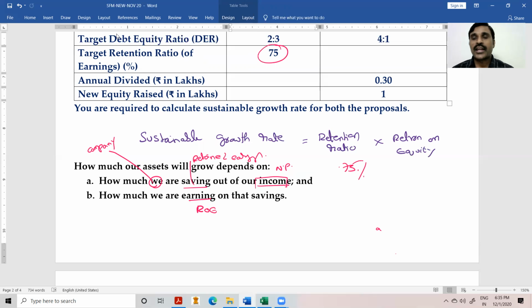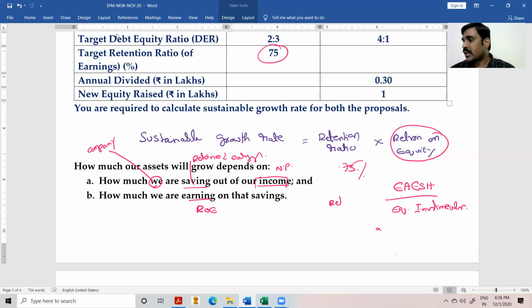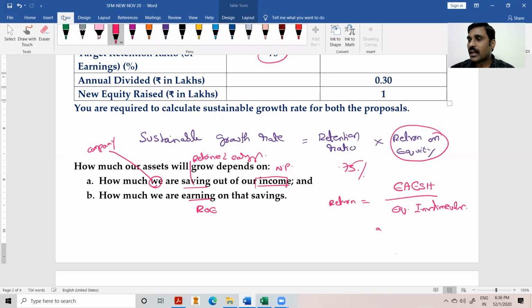What is the return on equity? As I told you multiple times, return refers to income expressed as a percentage of investment. What is my income, and how am I expressing it as a percentage of investment? So return on equity is nothing but earnings available to equity shareholders divided by equity investment. Numerator is my total income and denominator is my investment, and the output is return. Both are my profit only.